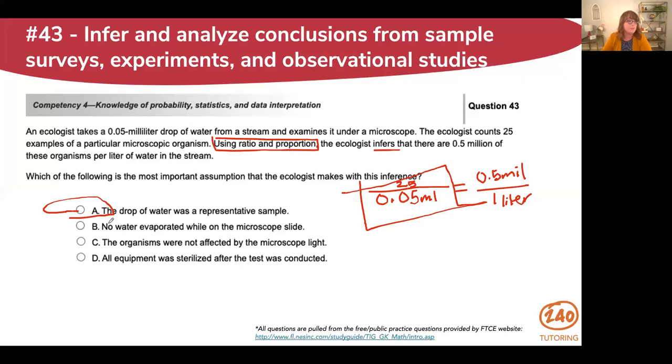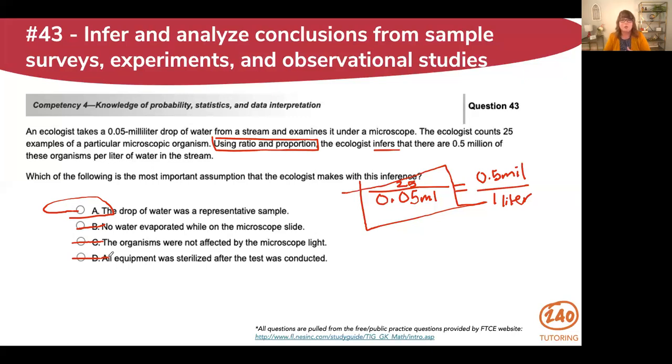Now B, no water evaporated while on the microscope slide. Okay, that could be true, but does that have anything to do with ratio and proportion? No, so we can rule out B. The organisms were not affected by the microscope light. Again, doesn't have anything to do with ratio and proportion. Rule that one out. All equipment was sterilized after the test was conducted. Again, has nothing to do with the ratio and proportion that he used to draw his conclusion.